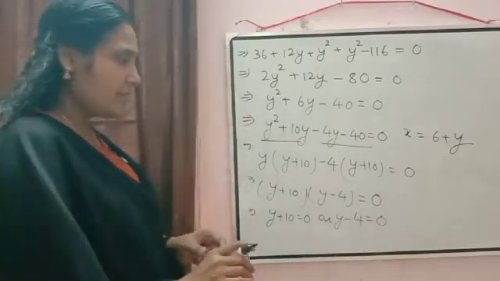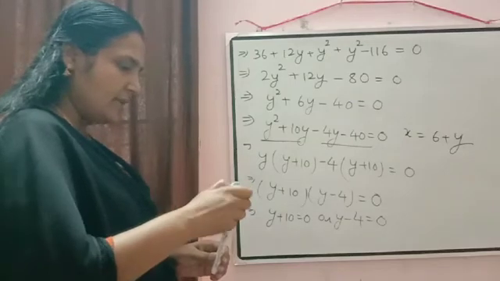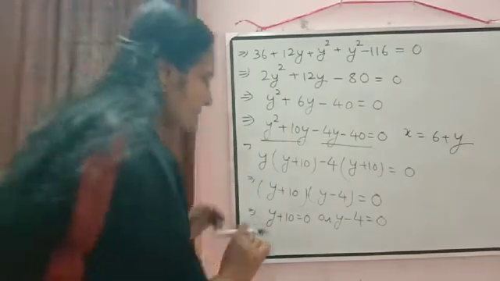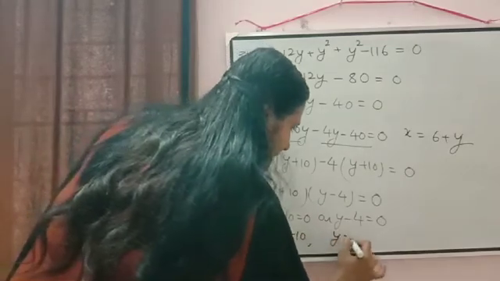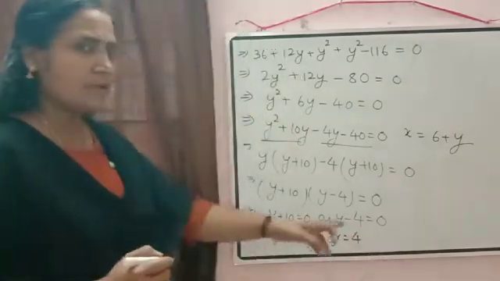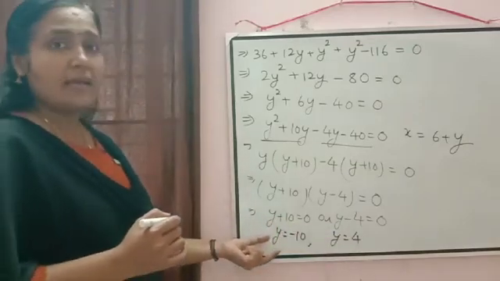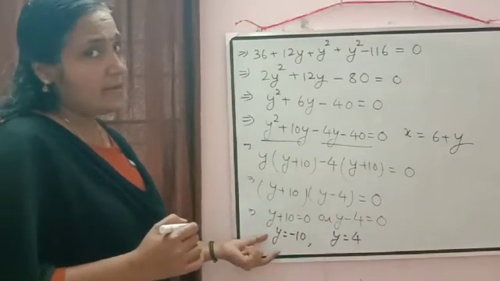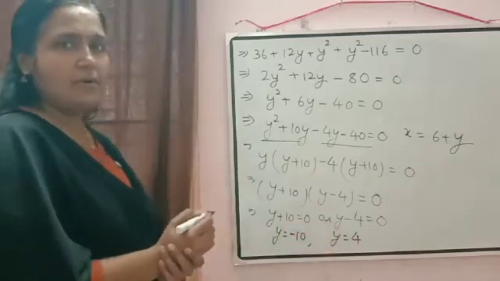So if y plus 10 is equal to 0, then what we will get? Yes, we will get y is equal to minus 10. And here we will get y is equal to 4. Which one is possible? y is equal to 4, because this we have taken as radius, and radius will never be negative. So we will take y is equal to 4.